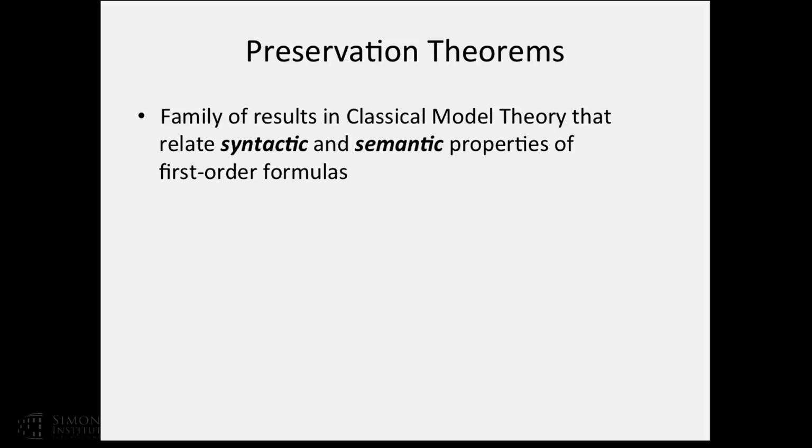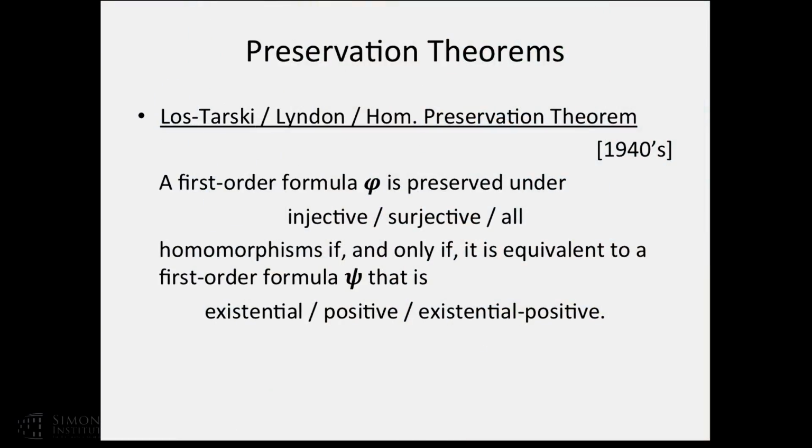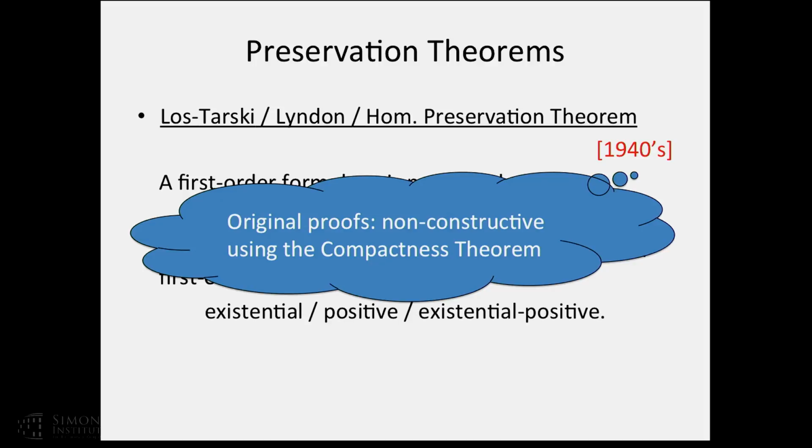So preservation theorems are a family of results in classical model theory that relate syntactic and semantic properties of first-order formulas. So here in one slide are three of the classical preservation theorems known as the Łoś–Tarski, Lyndon, and homomorphism preservation theorems. And these were all proved in the 1950s. And what they say is, if a first-order formula phi is preserved under either injective or surjective or all homomorphisms among all structures, if and only if it's equivalent to a first-order formula psi that is existential, positive, or existential and positive, respectively.